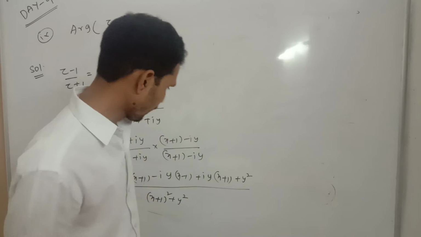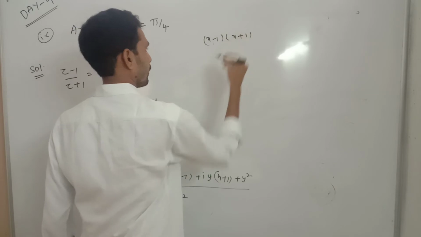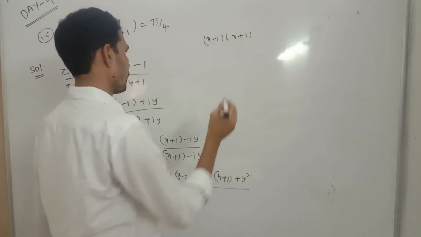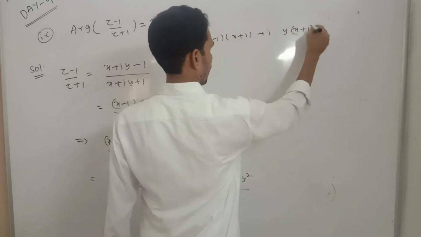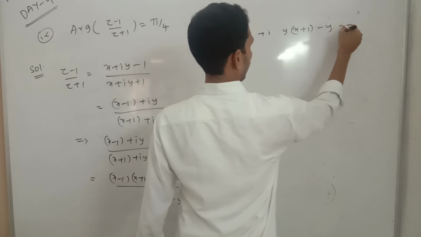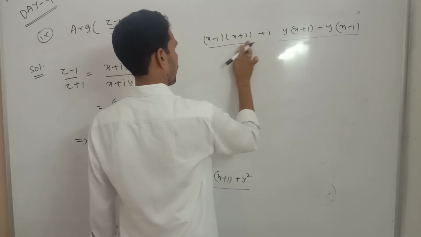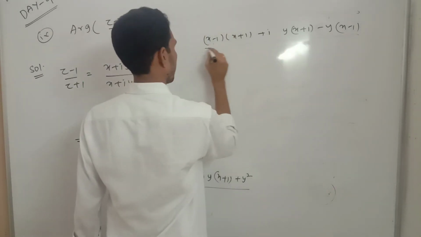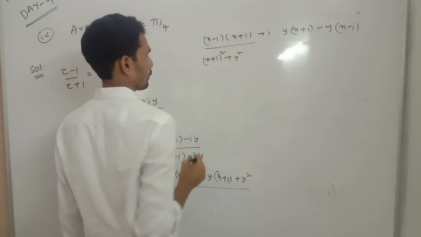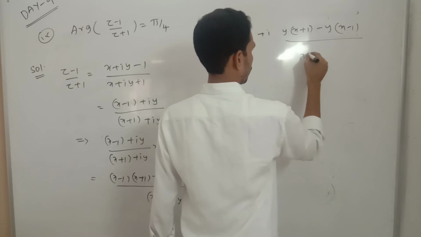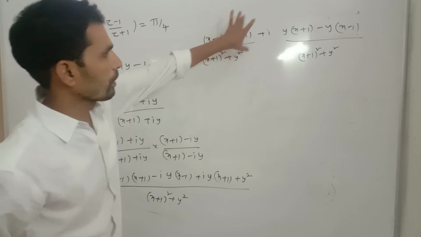Now here, what is the real part? Real part means x minus 1 into x plus 1. Imaginary part, here i is common, we get y of x plus 1 minus y of x minus 1. Both are divided by x plus 1 whole square plus y square. This one is the real part, this one is the imaginary part.